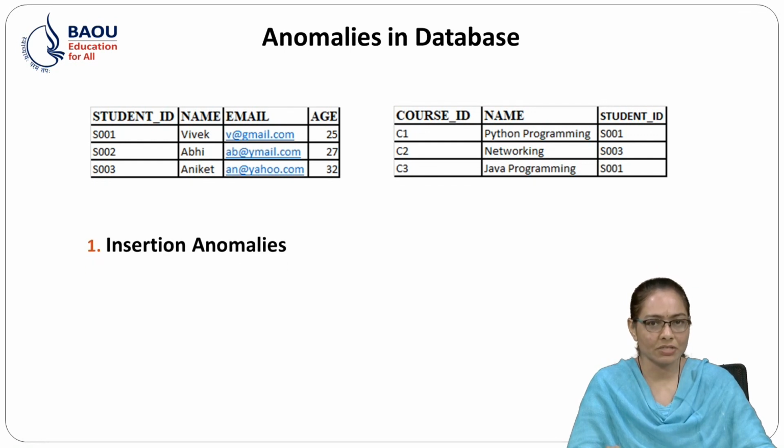What do you mean by insertion anomalies? If a record is inserted in a referencing attribute and the corresponding foreign key is not present in the primary table, it will result in an insertion anomaly. For example, if we try to insert S005 in the course table, it will not permit because it is not present in the student table. Without existence of the primary key, we cannot insert it as a foreign key.